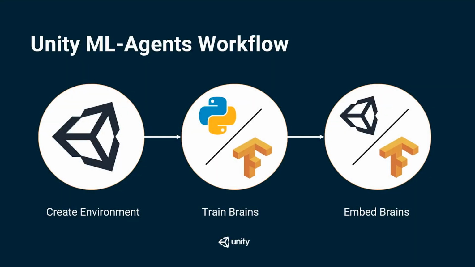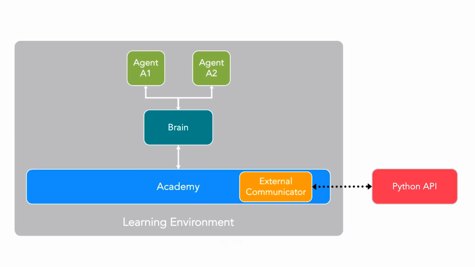With these concepts in mind, it's time to dive into the actual ML-Agents workflow. This workflow can be broken into 3 high-level steps: creating our environment, training the brains in that environment, and then embedding those trained brains back into the Unity scene. We'll walk through each of these in order. To start with, we want to create our environment. In a little bit, we'll show you exactly what that looks like in the editor and in the code, but right now I want to walk through what that conceptually looks like at the level of ML-Agents.